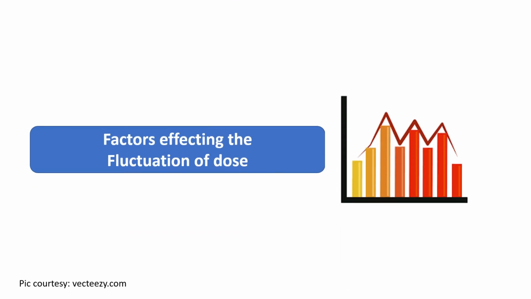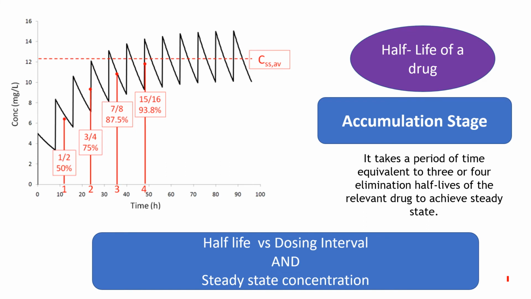So we have already covered one topic, how dosing, that is once daily, twice daily, or TDS, impacts the plasma concentration. We will further discuss another topic, the fluctuation of dose. The first factor is the half-life of the drug. So let's first understand the role of half-life.